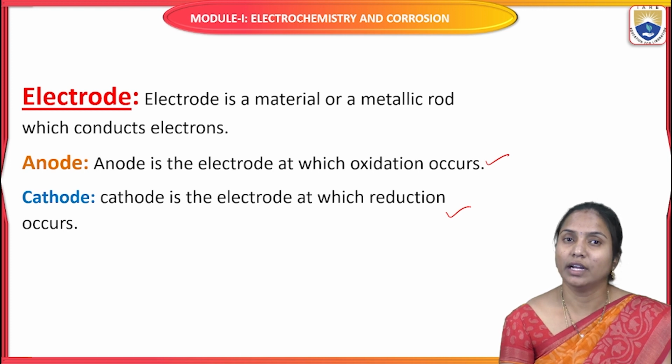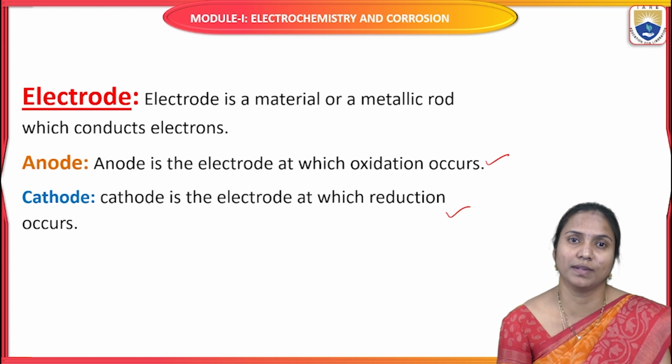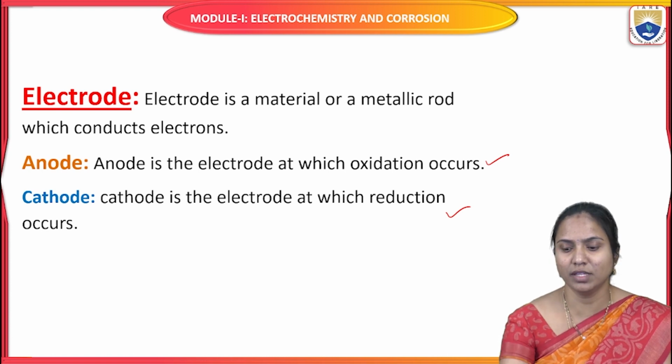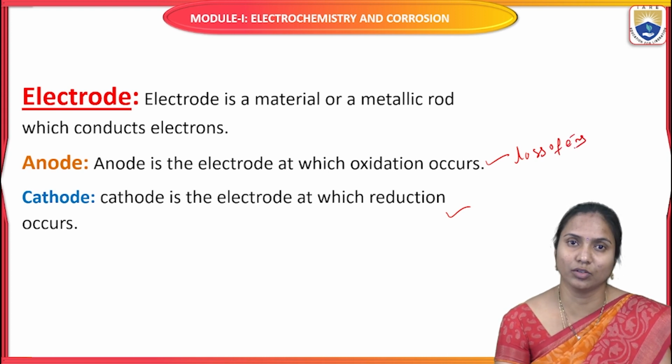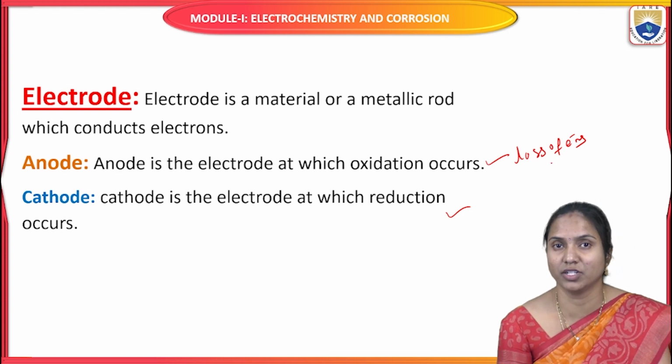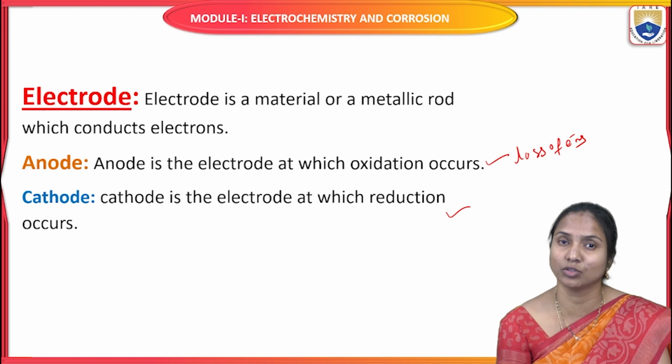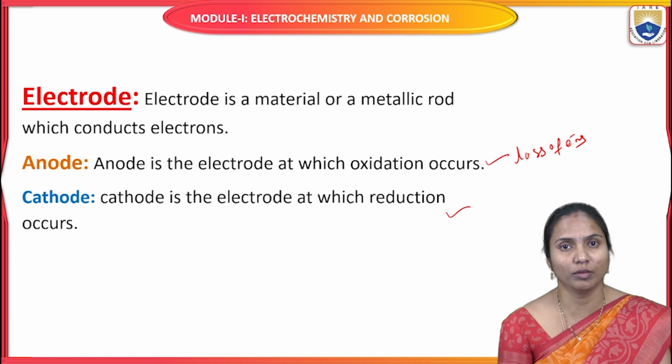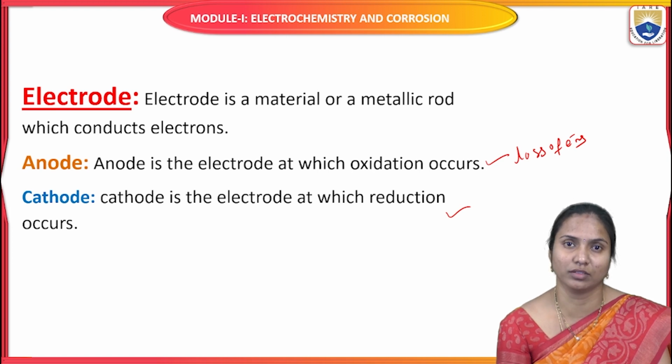Anode is an electrode at which oxidation reactions take place. Oxidation means loss of electrons. So loss of electrons is called an oxidation reaction, and oxidation reactions always take place at the anodic area. The anode is a metal or metallic rod which conducts electrons.